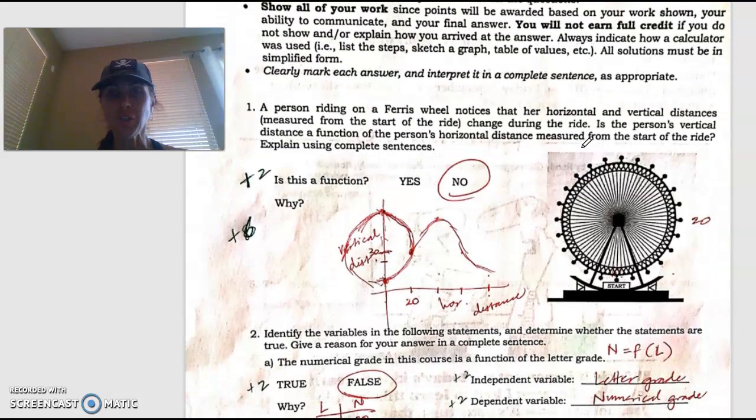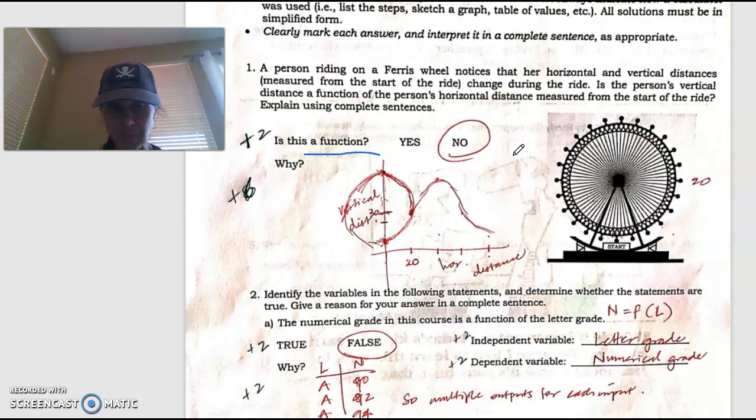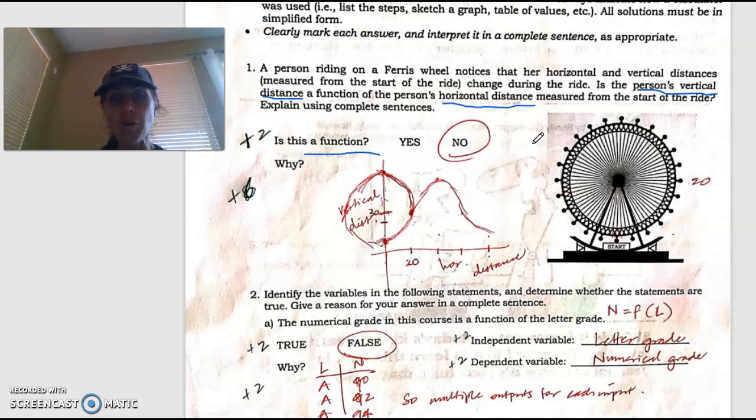Please pay attention to questions such as, is this a function? Versus later when you might be asked, is this a linear function? So, is it a function? Take note of the wording. Is the person's vertical distance a function of the person's horizontal distance? In other words, when someone is at a specific horizontal distance, is there only one vertical distance?